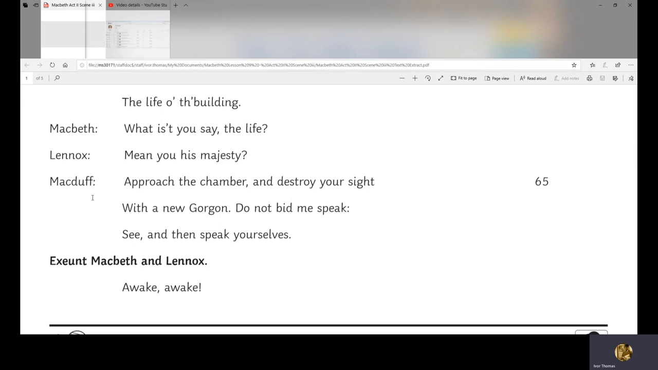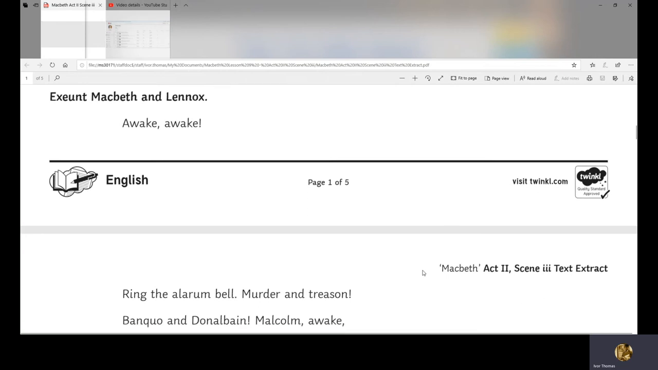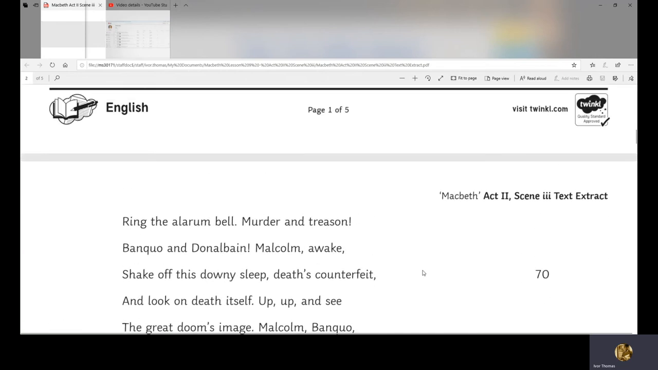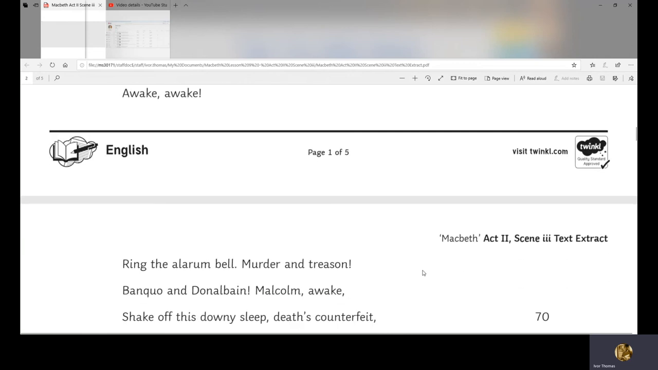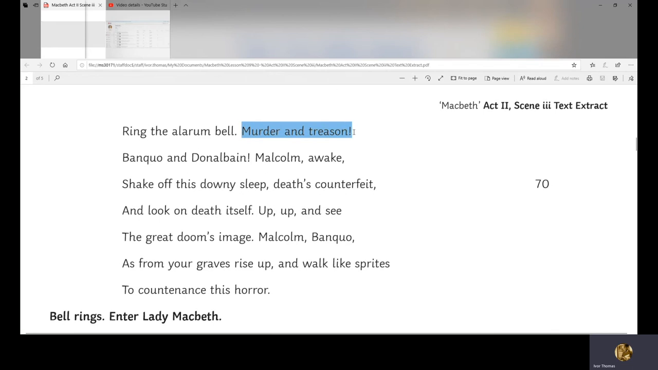I should say, later we're going to ask you to write a news report on what's happened in the scene. So Macbeth and Lennox go to investigate. Of course, Macbeth knows exactly what's happened. And Macduff continues, ring the alarm bell, murder, treason. Remember, the audience would have been familiar with that famous plot, the Gunpowder Plot, that occurred just a couple of years before.